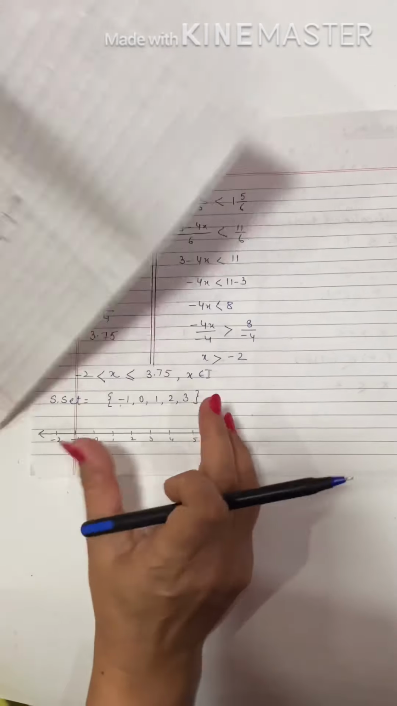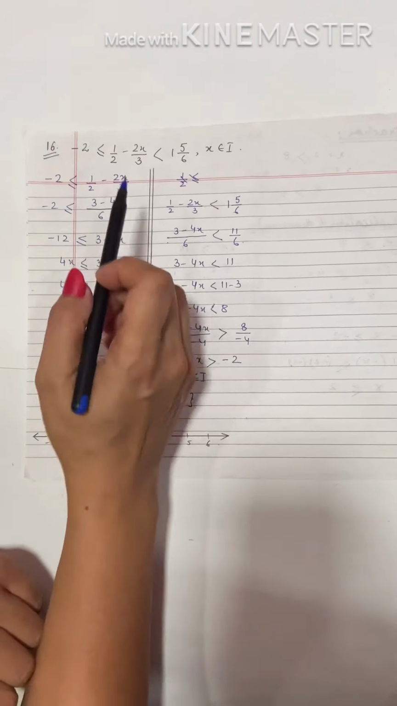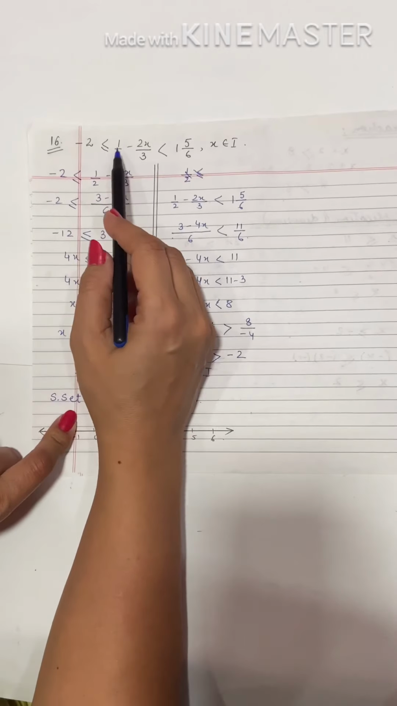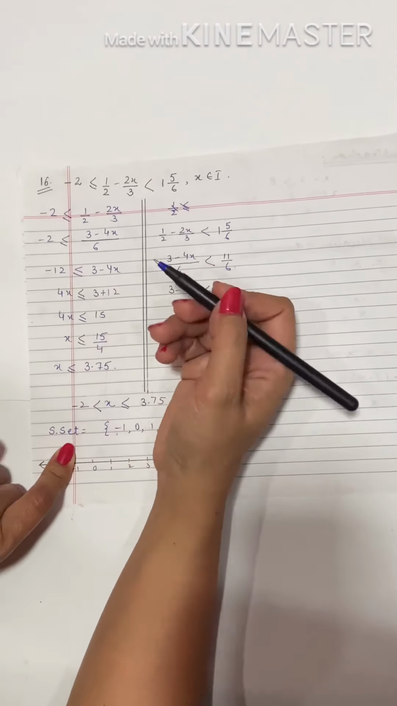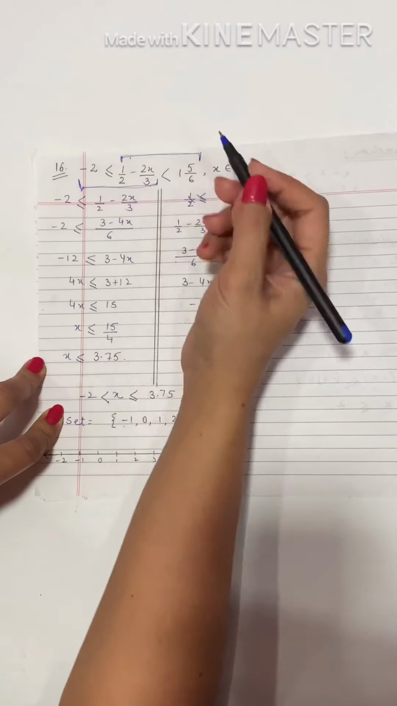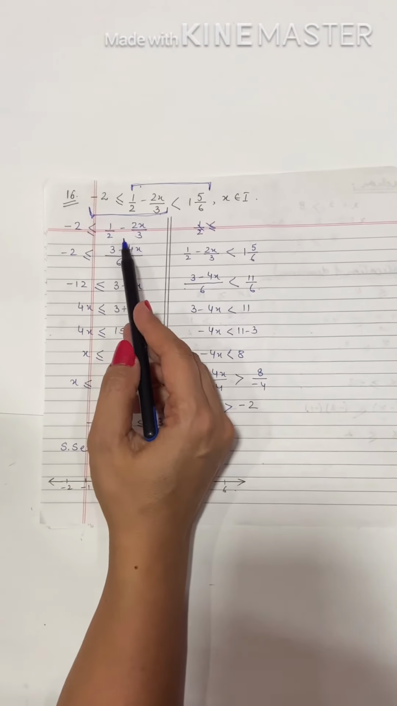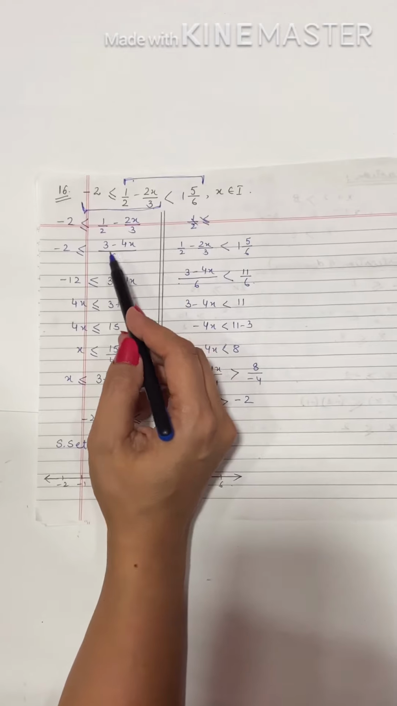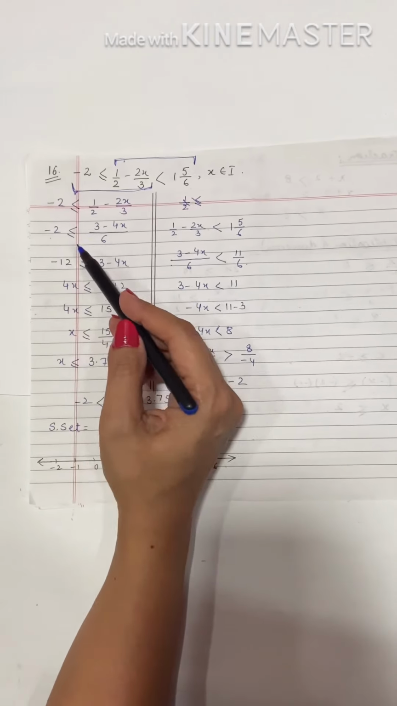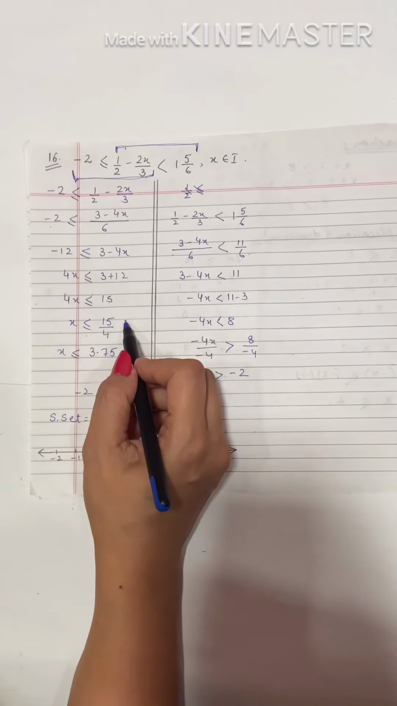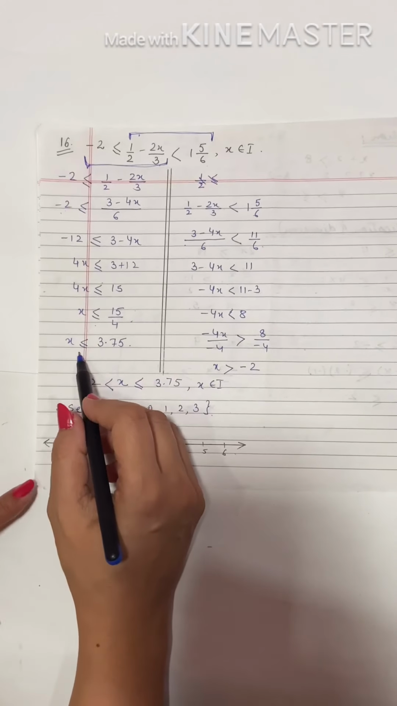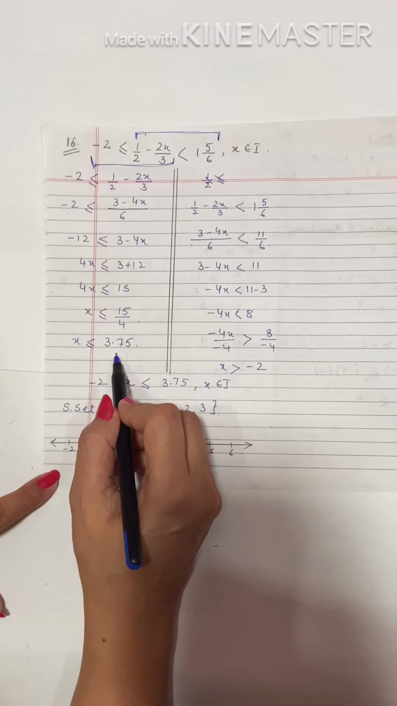Now see, next question number 16. Minus 2 is less than or equal to 1 by 2 minus 2x by 3, and it is less than 5 by 6. Again, first we are going to take this linear inequation and then the second linear inequation. Simplifying this as we did in the previous questions, taking the LCM, then taking it to the left hand side and simplifying, we get x is less than or equal to 15 upon 4, or x is less than or equal to 3.75.